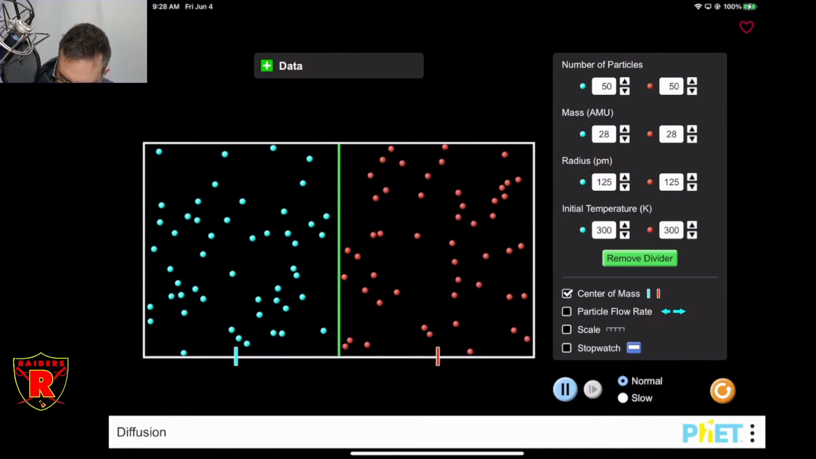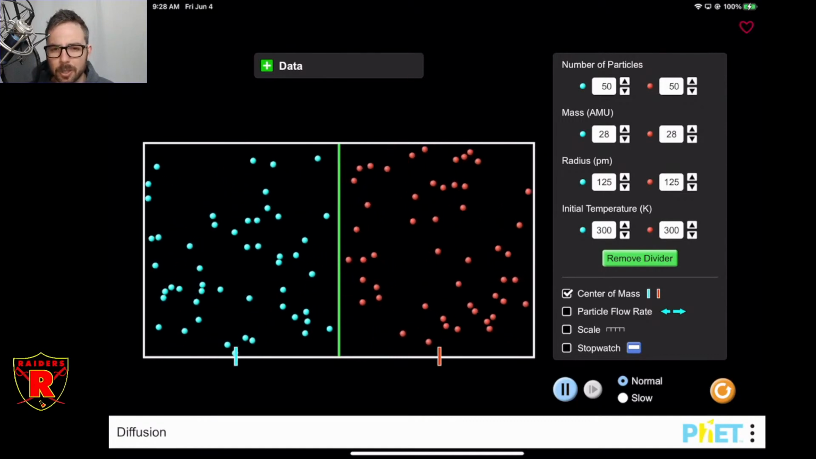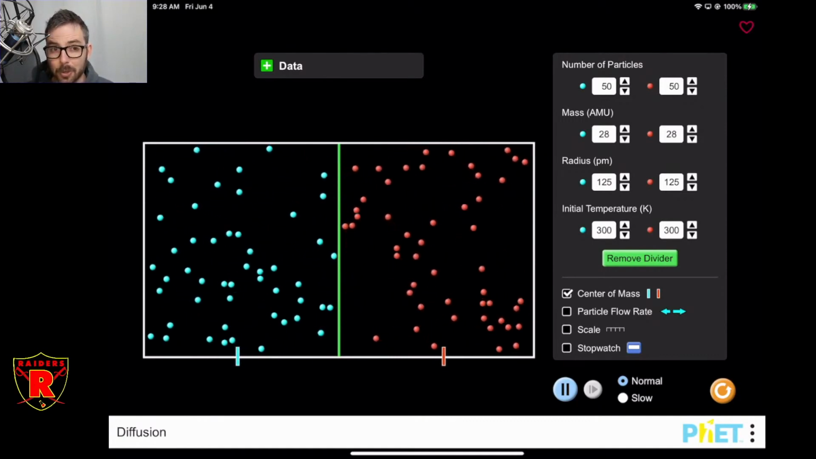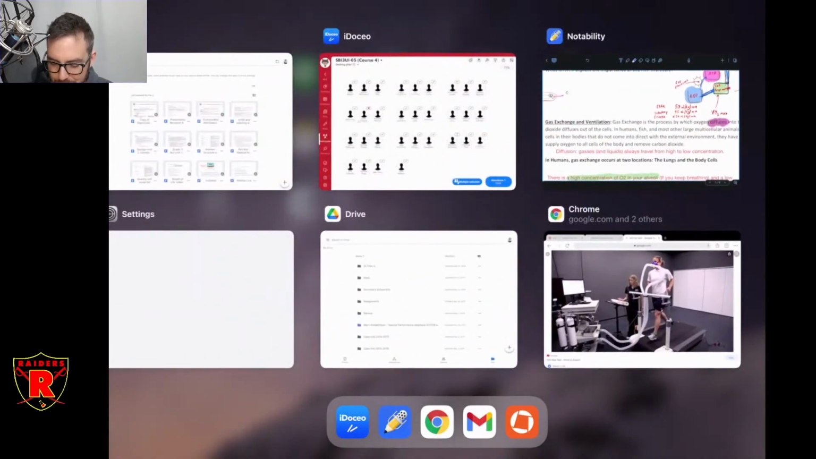So I'm going to show you what this looks like now. But any questions about this idea of diffusion in general? You've just seen it in action. This is how it works. Let me know if any part of that didn't make sense.